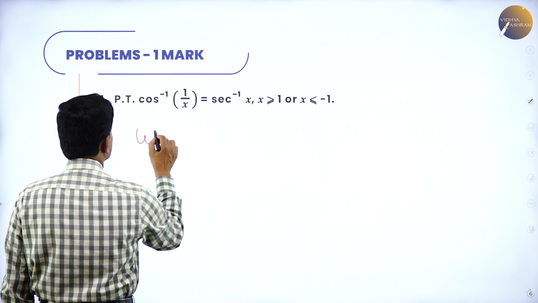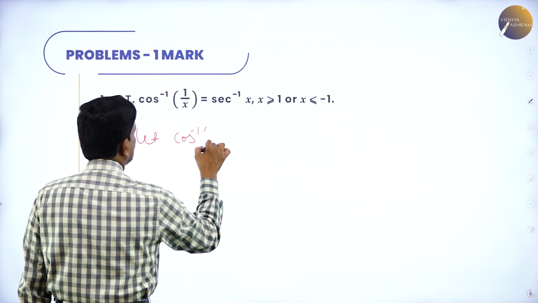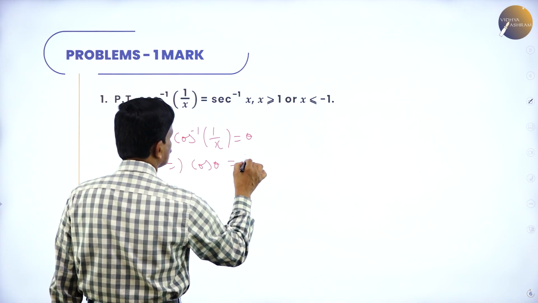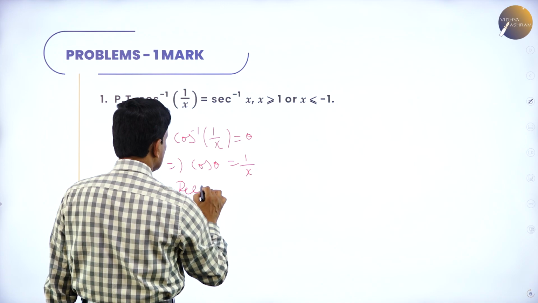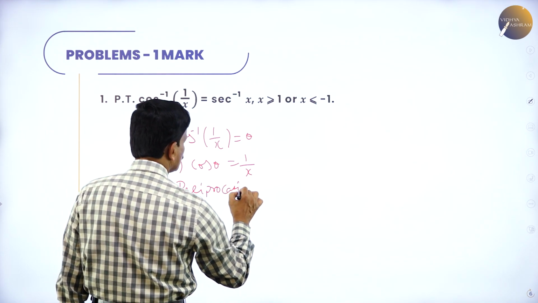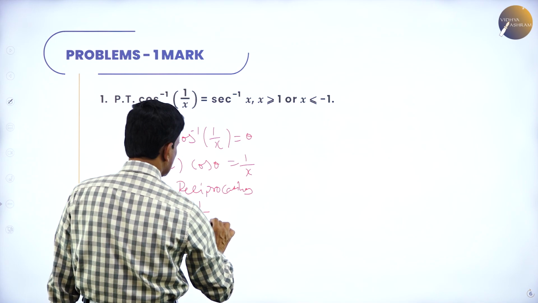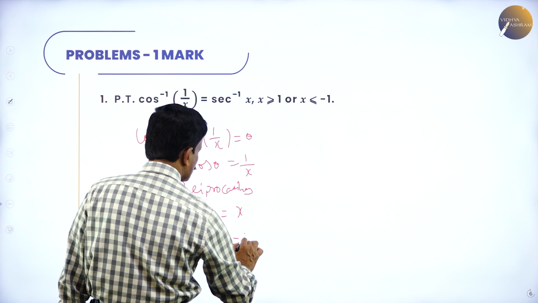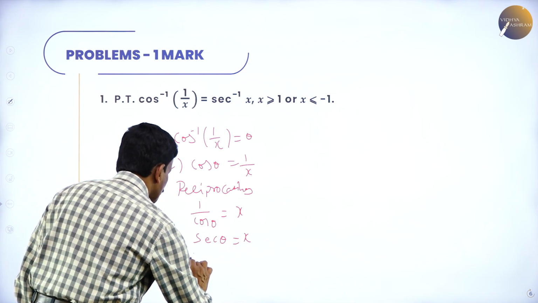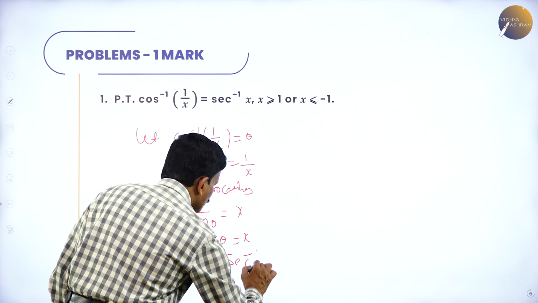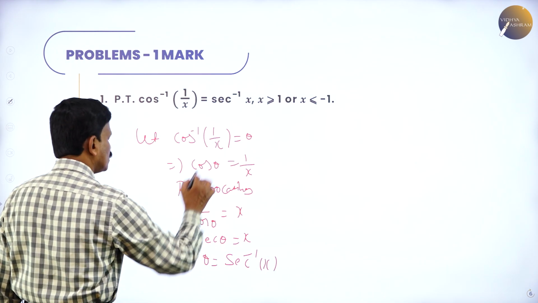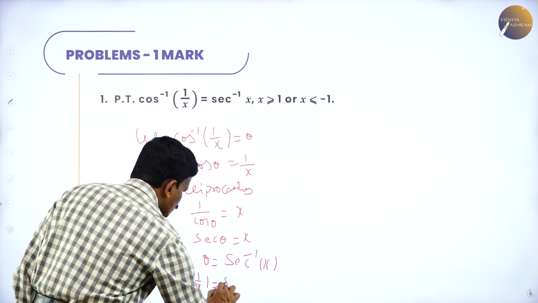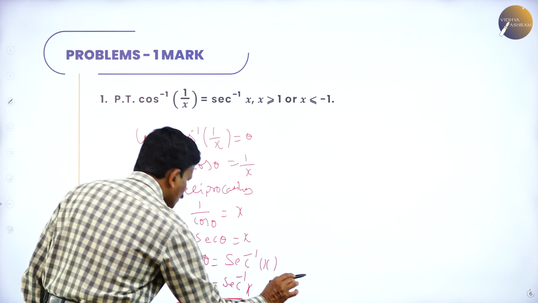Now, let us consider this. Let cos inverse of 1 over x be equal to theta, which implies cos theta is equal to 1 over x. Reciprocating, 1 by cos theta is equal to 1 by 1 over x, which is x. 1 by cos theta is secant theta, equal to x. Take the inverse of this. Therefore, theta is equal to secant inverse of x. What is theta we have taken? Cos inverse of 1 over x. So, therefore, cos inverse 1 over x is equal to secant inverse x. This is how we are going to prove.